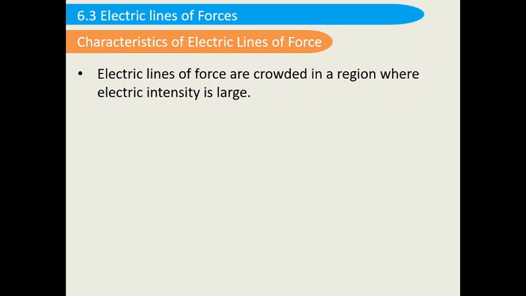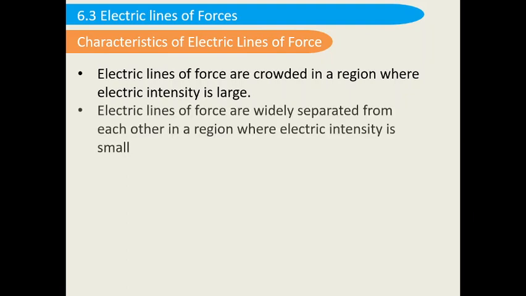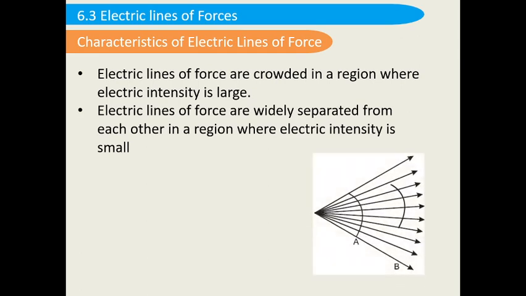Again, the next point is all about density. Whenever the electric lines of forces are crowded in a region, the electric field is large. And whenever the lines are not crowded, that means they are very far away from each other, the electric field intensity E is small. If it is crowded, it is large. So electric lines of forces are widely separated from each other in a region where electric field intensity is small.